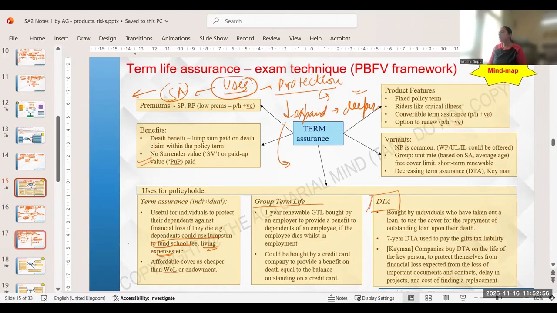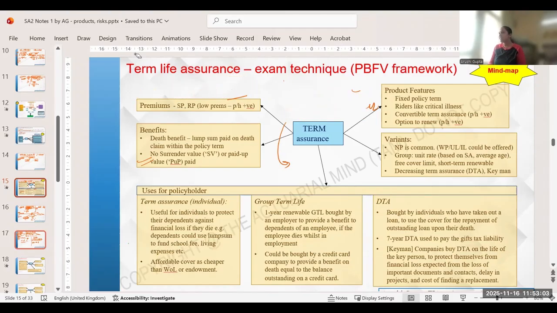Those are all important to gain those extra half marks, that you give examples and expand on your answer.